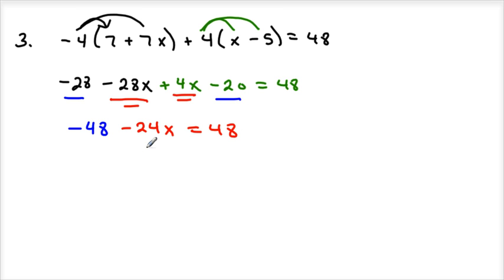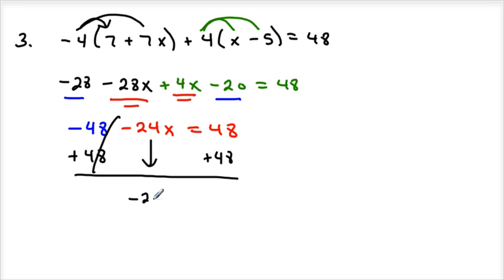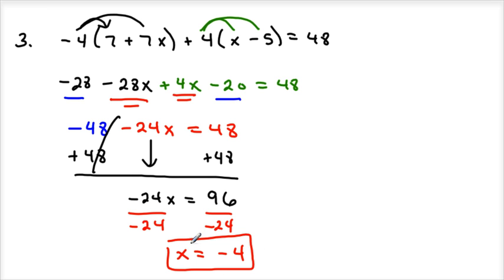Going to bring the 48 over to the other side. Plus 48 on both sides. My 48s simplify, so I get negative 24x equals 48 plus 48. Should get an answer of 96. And then last thing, divide by negative 24. x equals 96 divided by negative 24, so my answer is going to be negative, and 24 goes into 96 4 times. So x equals negative 4.